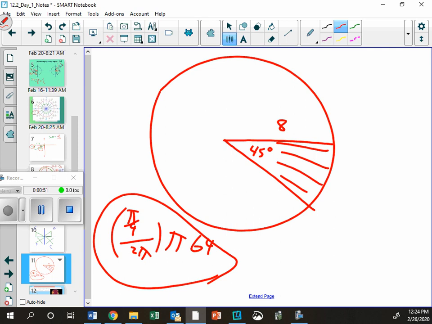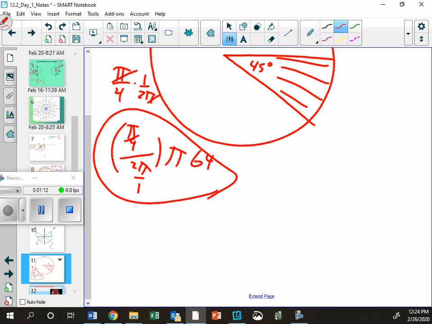All right, so then that would be a flip and multiply. So this is over 1, right? So you flip and multiply, and that would become pi over 4 times, flip it, 1 over 2 pi. Those cancel, and it's 1/8. 1/8 of pi times 64, and 1/8 of 64 is 8, so 8 pi.